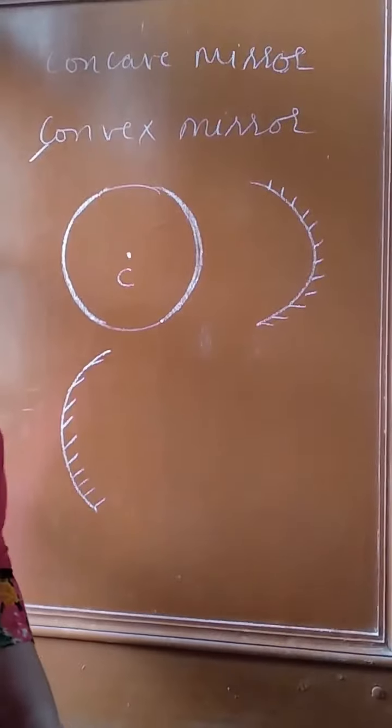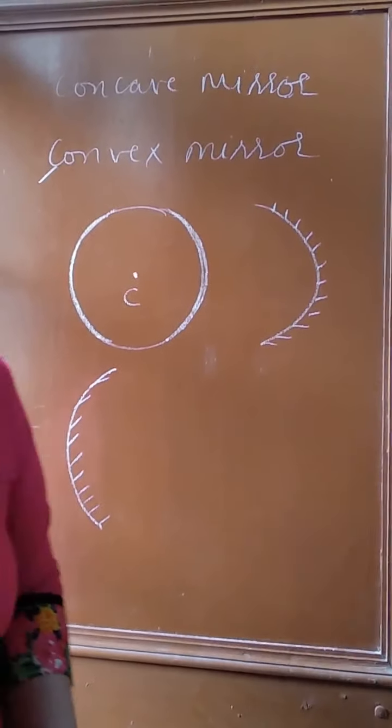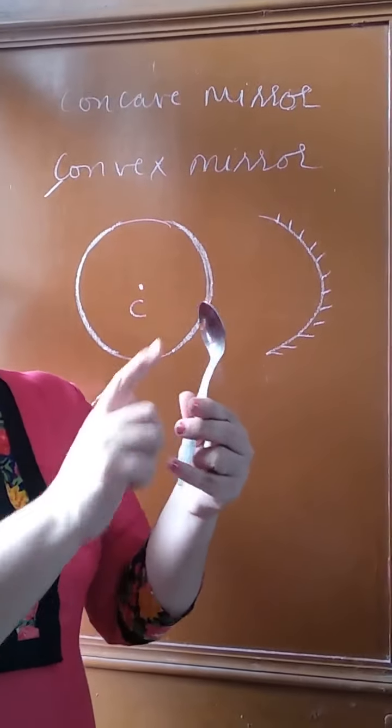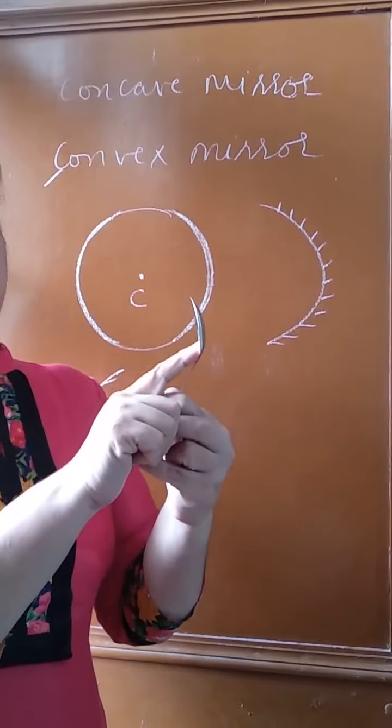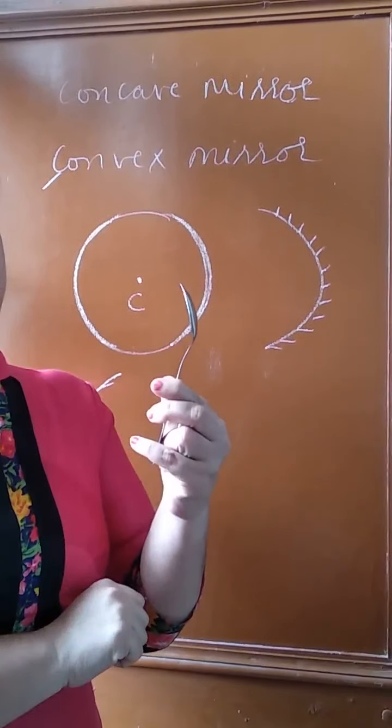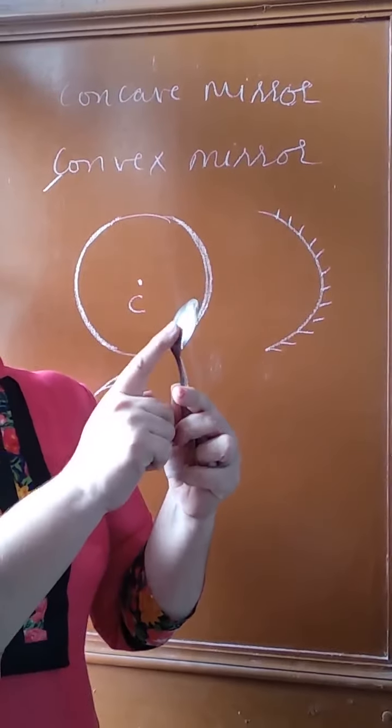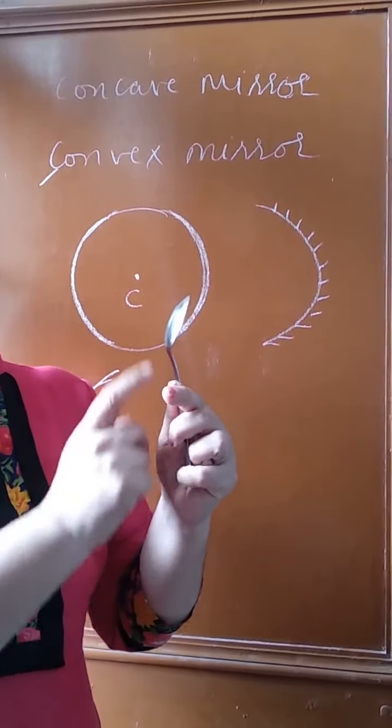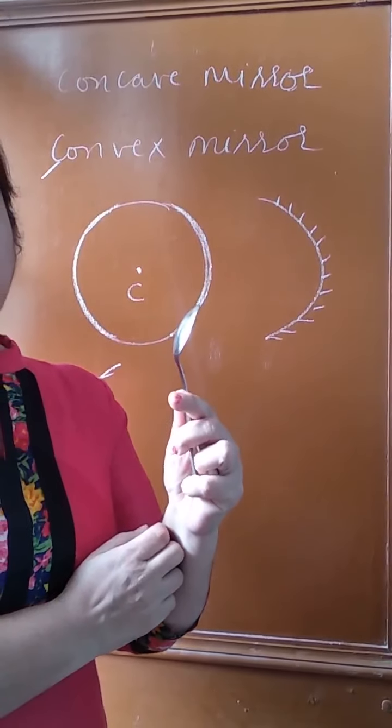Now we take the example of a spoon, in which the inner side of the spoon is considered as the concave mirror and the outer side of the spoon is taken as the convex mirror.